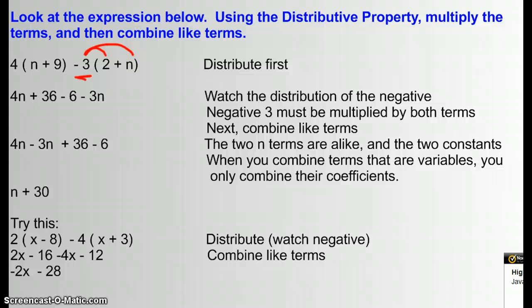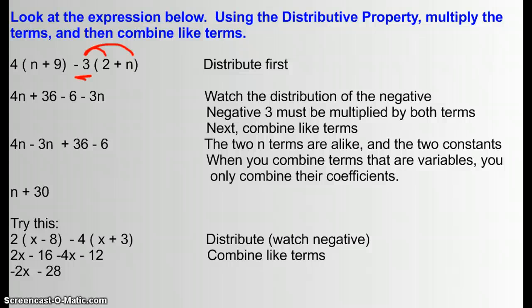Think of it as things. Think of it as 4 apples minus 3 apples, and you'll understand that you have 1 apple. Don't change the exponent on the n. This is key. The n has to stay the same. And then you have 36 minus 6, and that becomes 30. Okay? So try the next one.